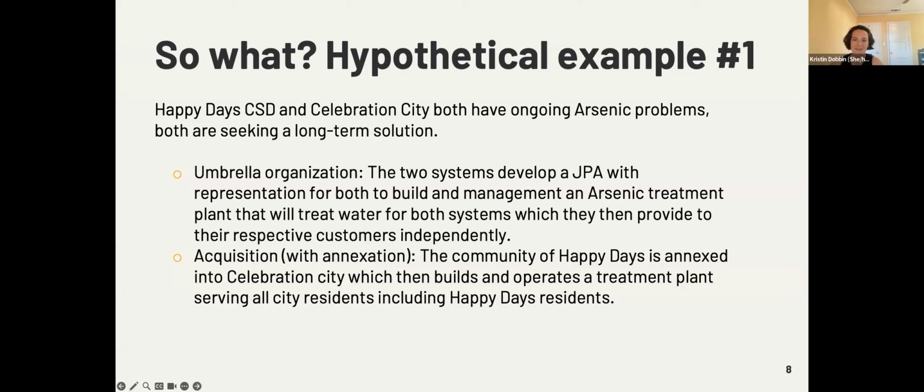I don't know if anyone in the chat wants to throw some initial thoughts about what the pros and cons are between these two options, just to get us started before I go on. I'm sure many of you have thoughts, because these are different and they mean different things for the residents served by these systems. Any ideas?